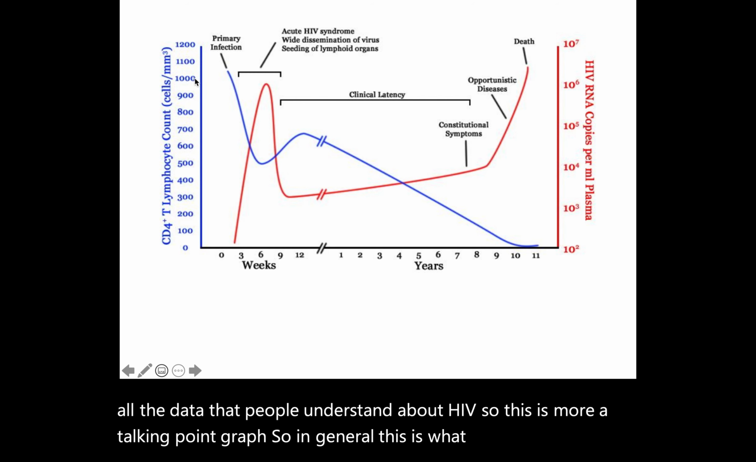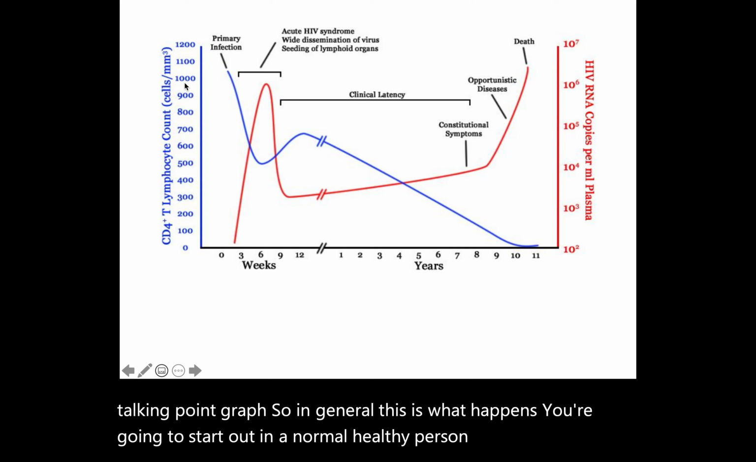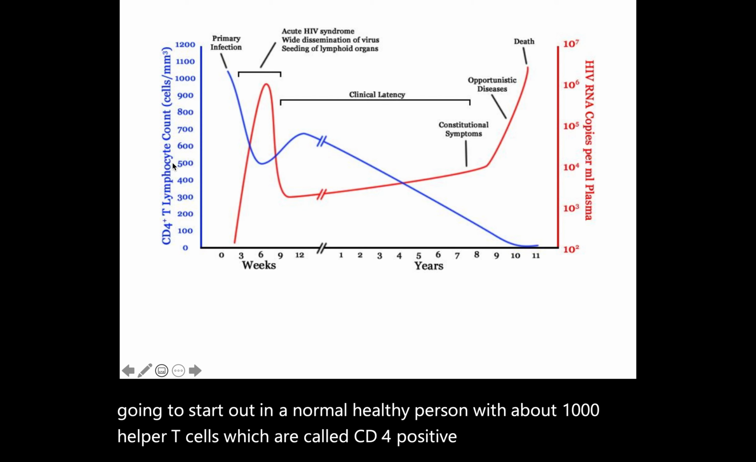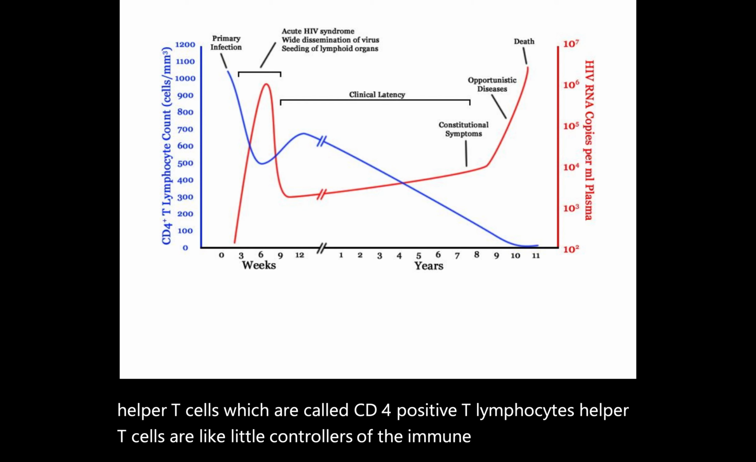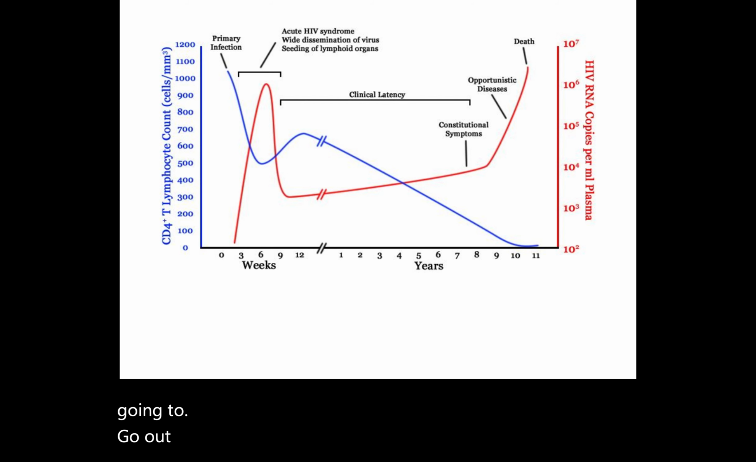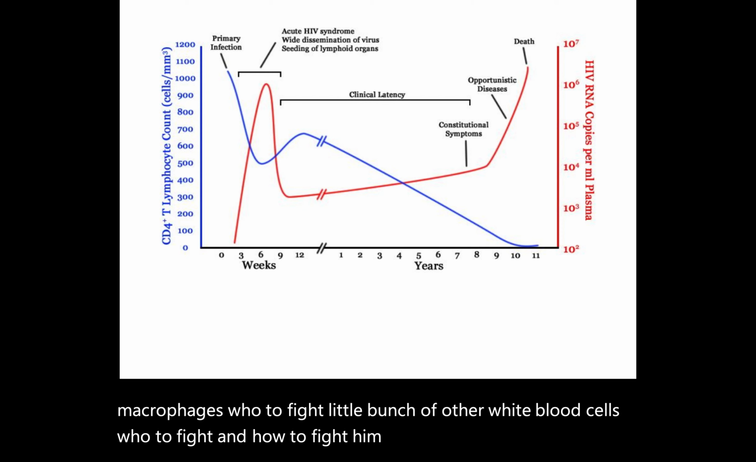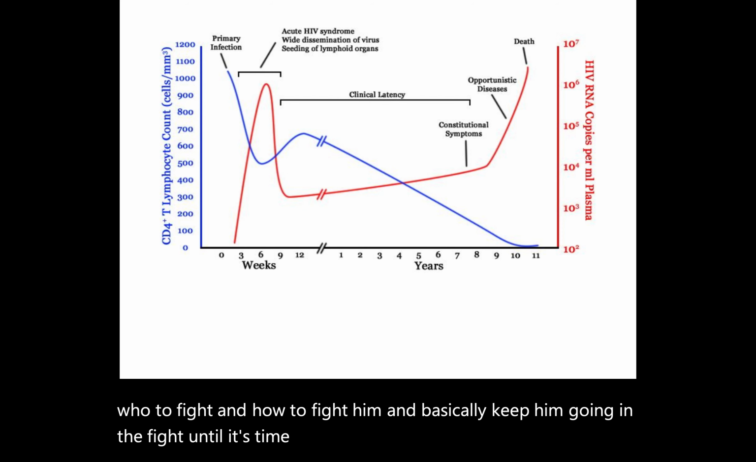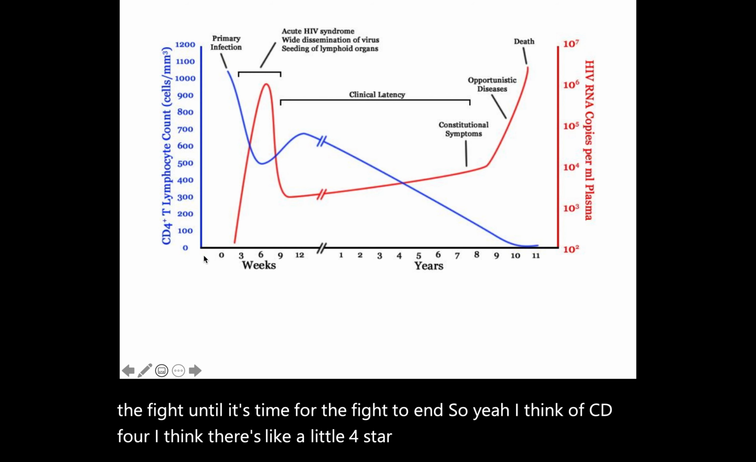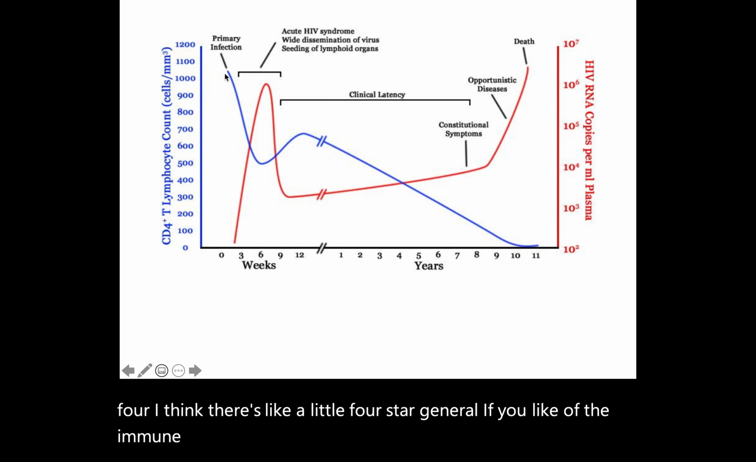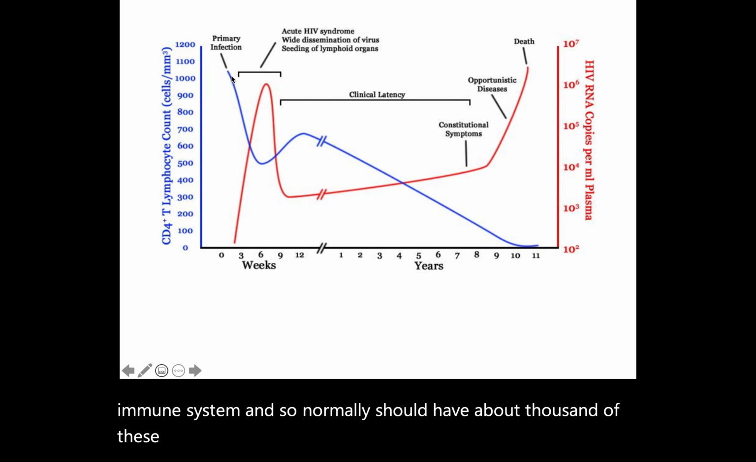You're going to start out in a normal healthy person with about 1,000 helper T cells, which are called CD4 positive T lymphocytes. Helper T cells are like little controllers of the immune system. They are going to go out and regulate a bunch of other cells. They'll tell macrophages who to fight. They'll tell a bunch of other white blood cells who to fight and how to fight them, and basically keep them going in the fight until it's time for the fight to end. I think of CD4 as like a little 4-star general of the immune system.